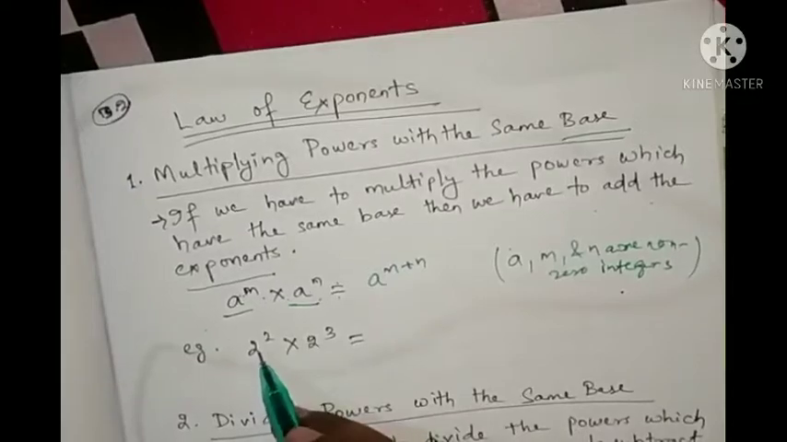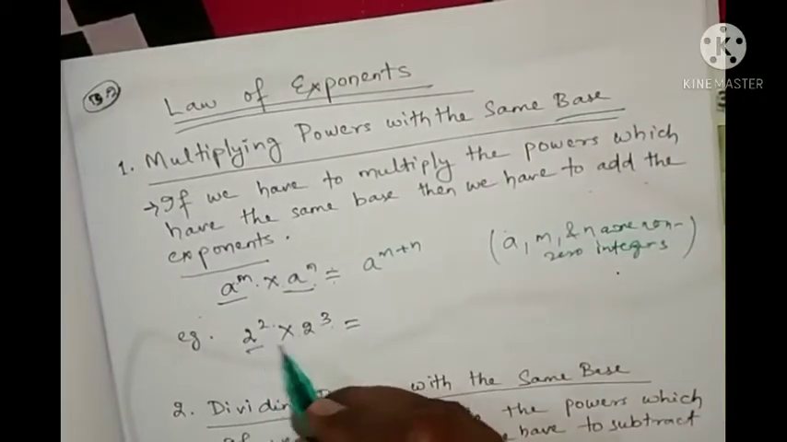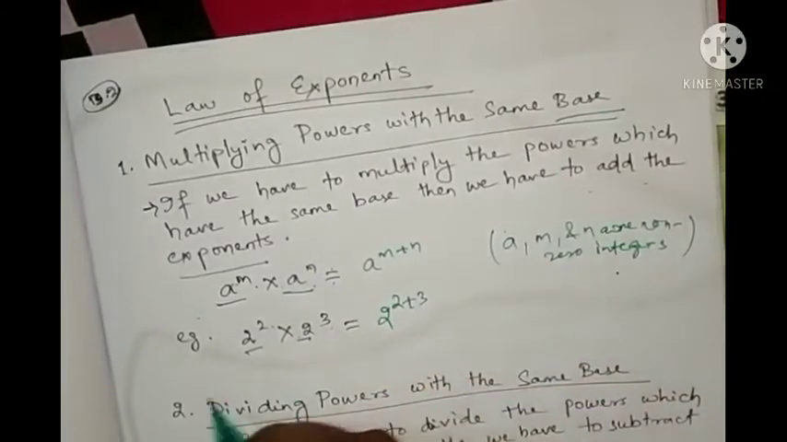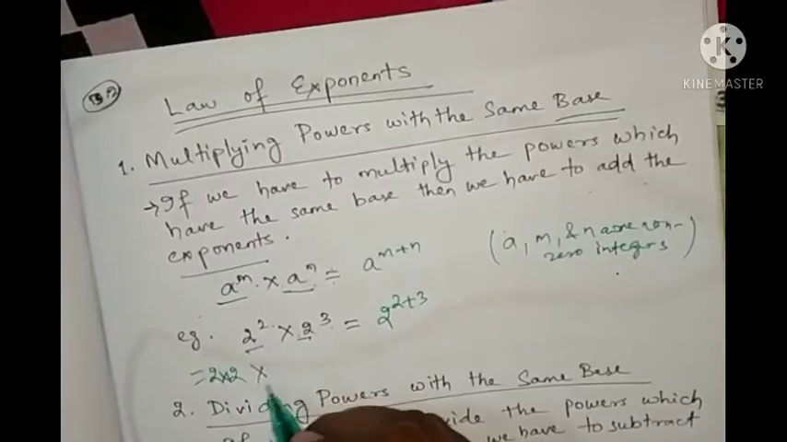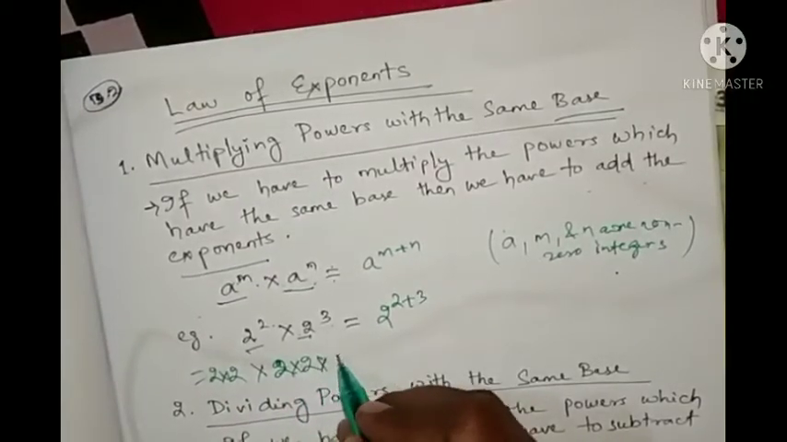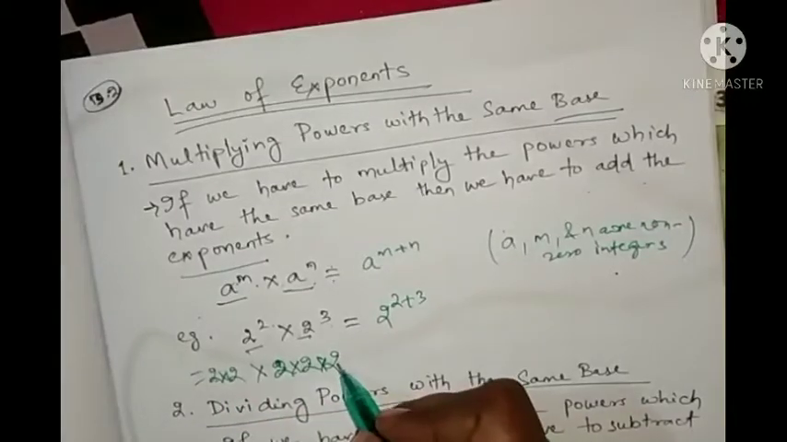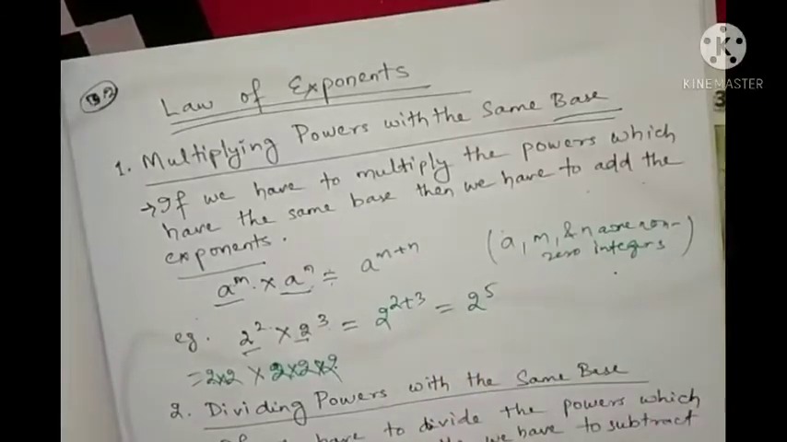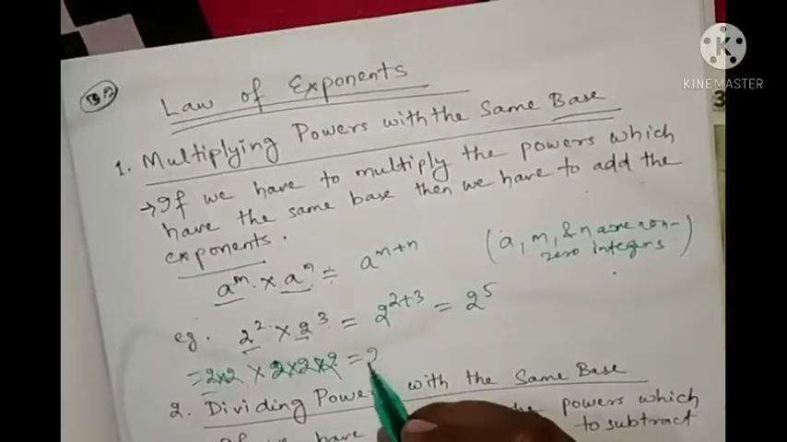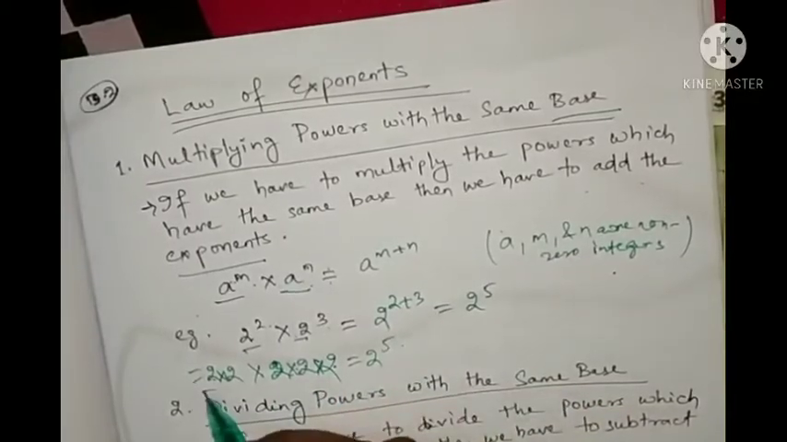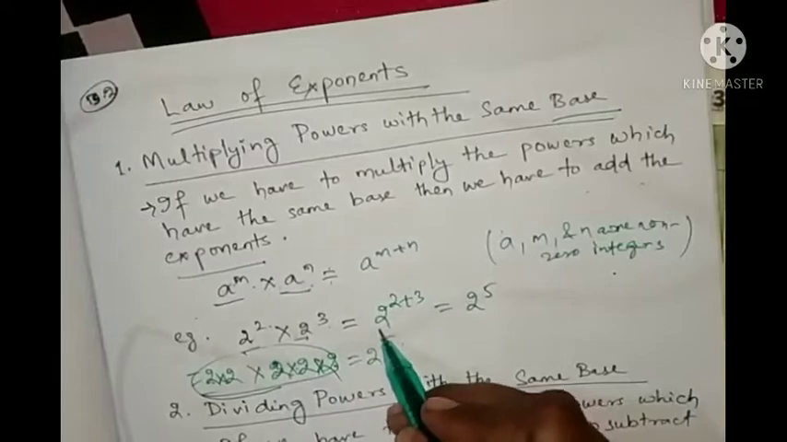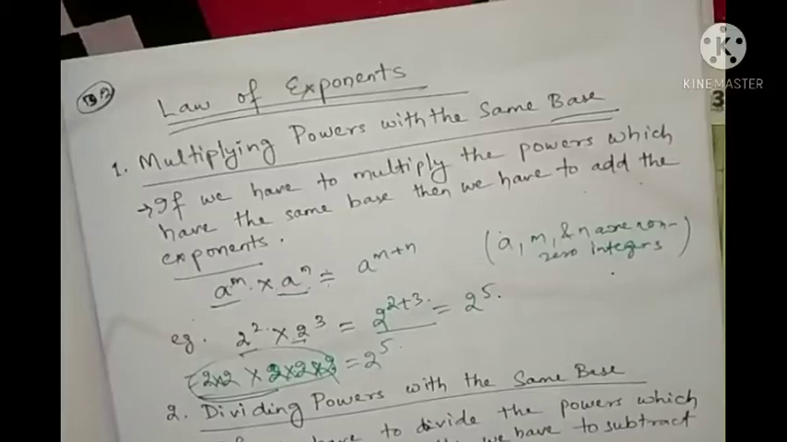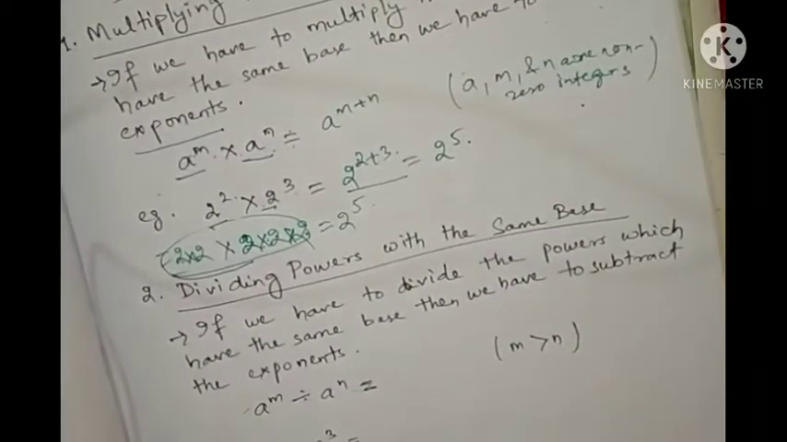So let's see one example. 2 square into 2 cube. So both have the same base. That's why you will write 2 to the power 2 plus 3. Instead of writing 2 into 2, then 2 into 2 into 2, so how many? 1, 2, 3, 4, 5. Instead of writing this, you will write 2 to the power 2 plus 3. That is how much? 2 to the power 5.